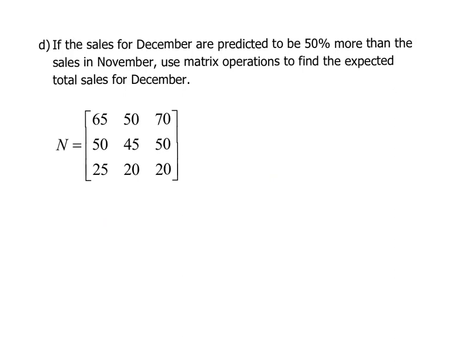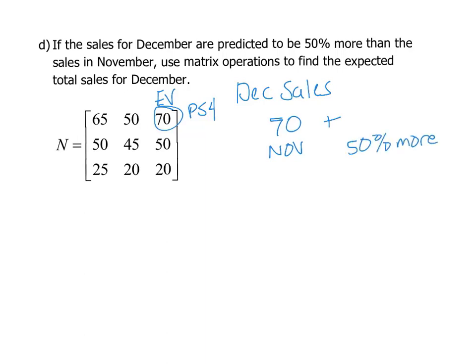In the next question, they say that the sales are predicted to be 50% more than the sales in November. And we're supposed to use matrix operations to find the expected total sales for December. So let's do that same sort of thing. Let's look at Everett, and then let's look at the PS4s. If our sales in December are supposed to be 50% more, well, I could take our sales in November and add on to that 50% of that 70 is what I'm adding on.